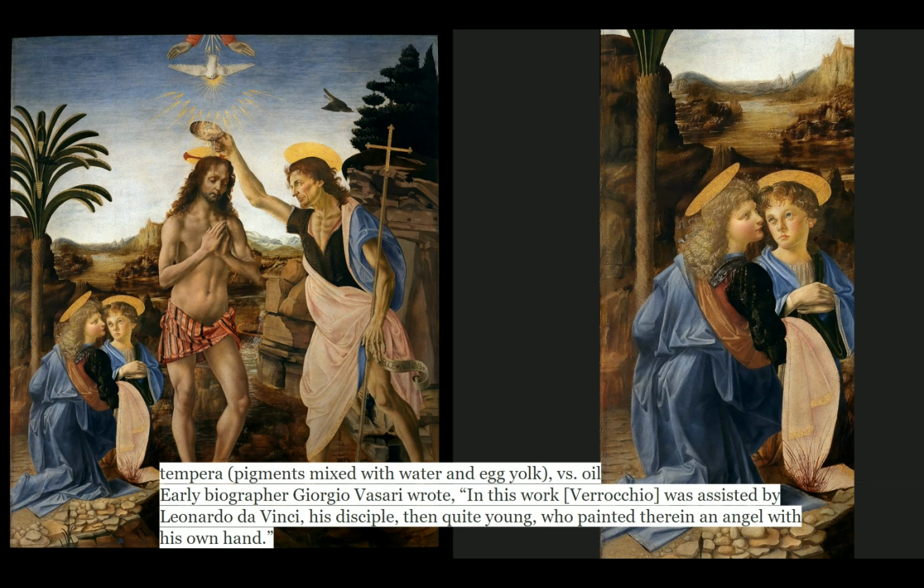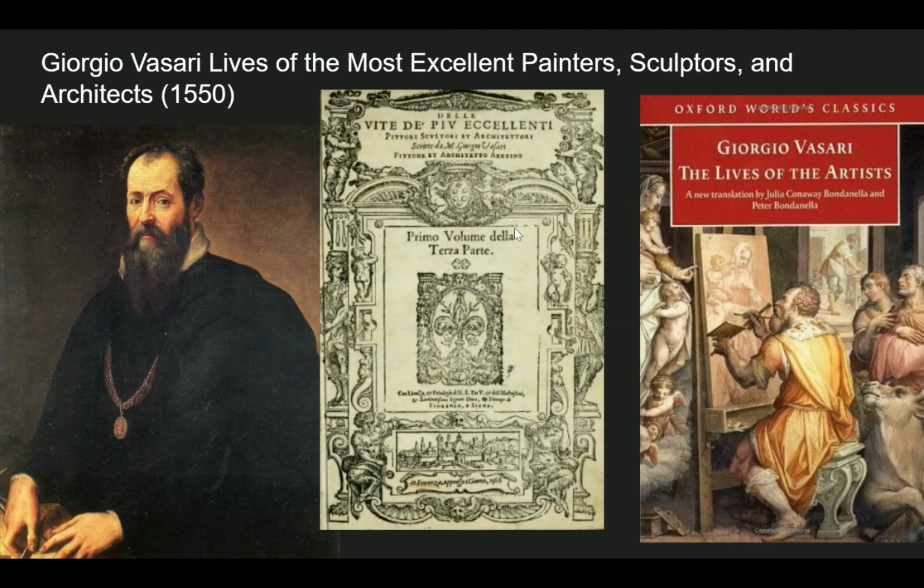But regardless, this early biographer of many of these artists, Giorgio Vasari, an Italian, wrote, "In this work, Verrocchio was assisted by Leonardo da Vinci, his disciple, then quite young, who painted therein an angel with his own hand." So we have a writer discussing this time period and telling us who created this angel. So luckily, Giorgio Vasari, in his Lives of the Most Excellent Painters, Sculptors, and Architects from 1550, gives us some insight into many of these artists of this time period.